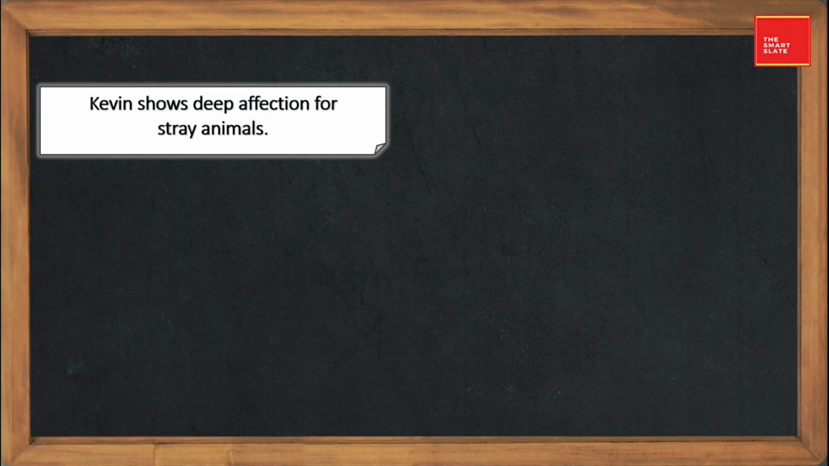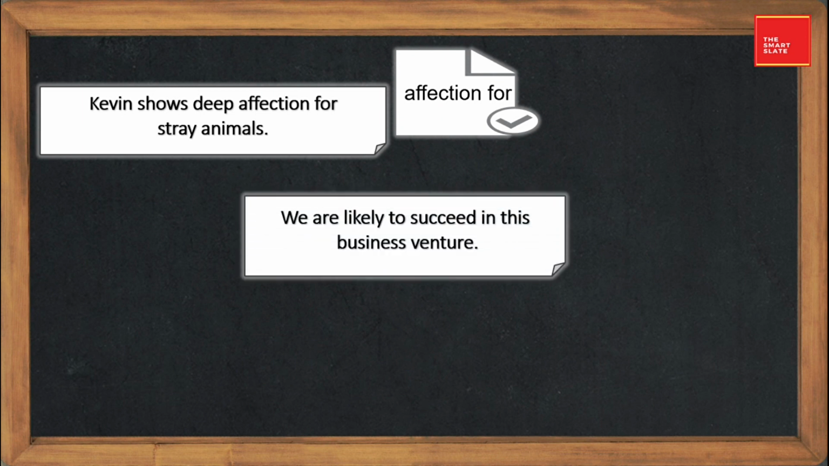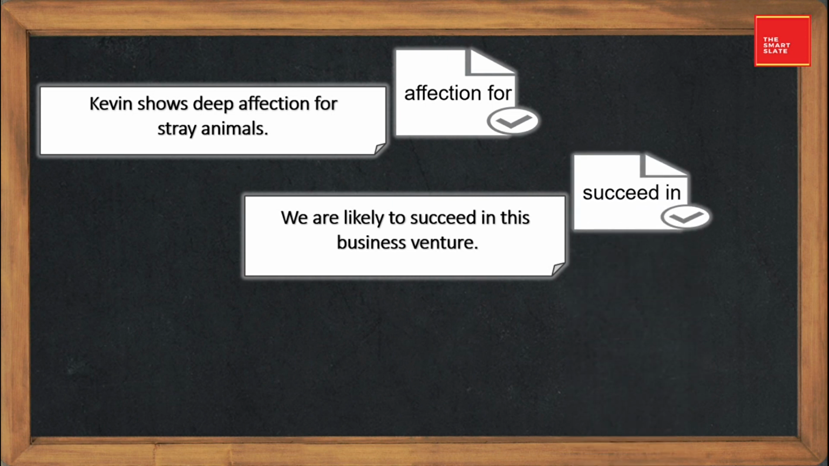Looking at the examples: Kevin shows deep affection for stray animals. Affection is a noun and the preposition used immediately after the noun is for. So affection for is the idiomatic preposition. We are likely to succeed in this business venture. Succeed is a verb, in is the preposition. Succeed in becomes your idiomatic preposition.